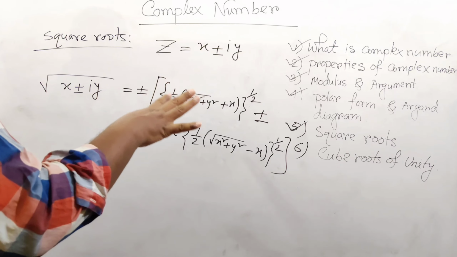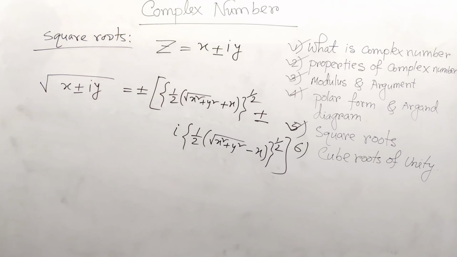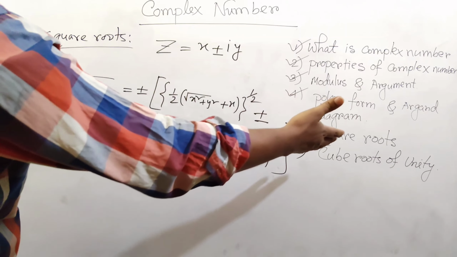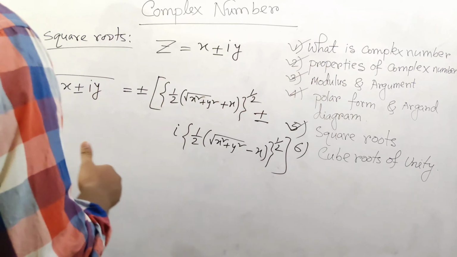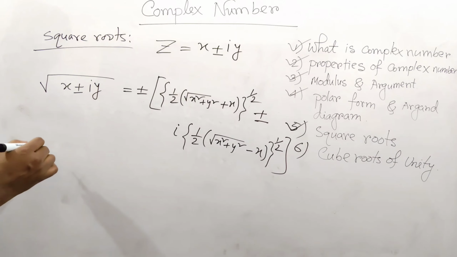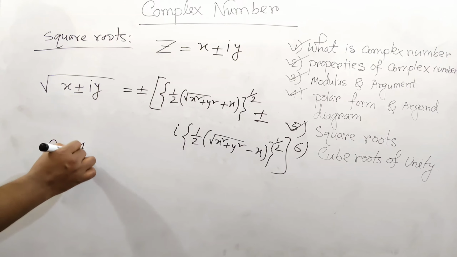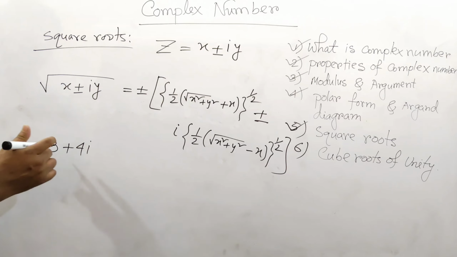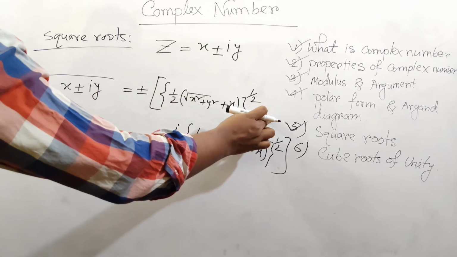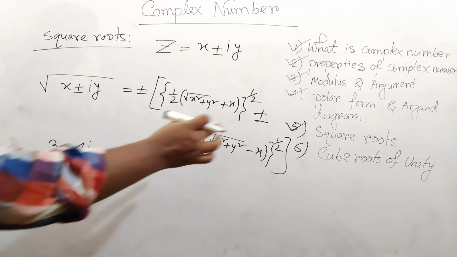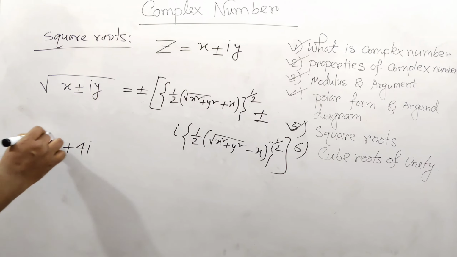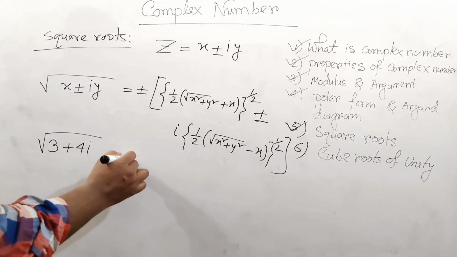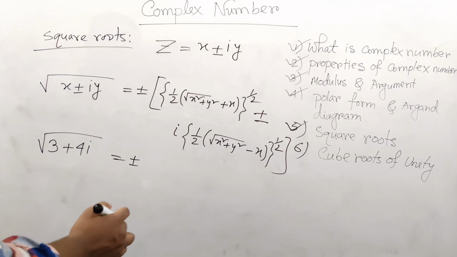Now I'll show an example of how to find the square root of a complex number. By using this formula, you can quickly find the square root. Consider the complex number 3 plus 4i. Keep in mind, if the given sign is plus, you must use plus here; if the given sign is minus, you must use minus. If we compare, here x is 3 and y is 4.